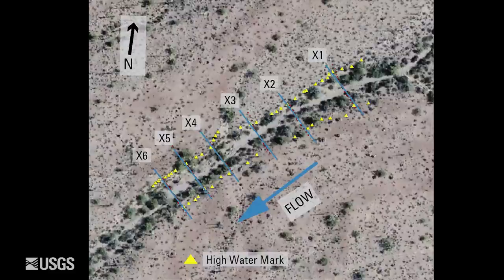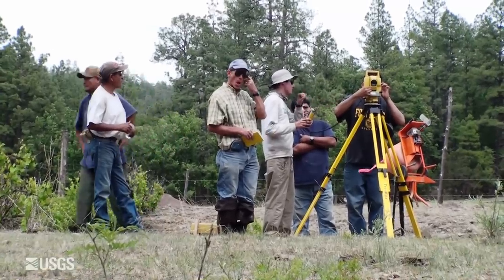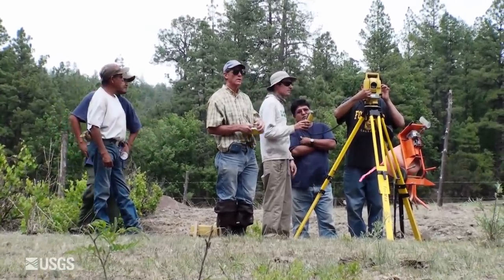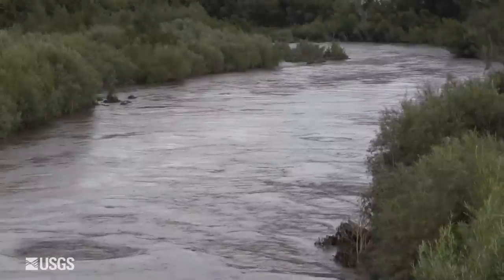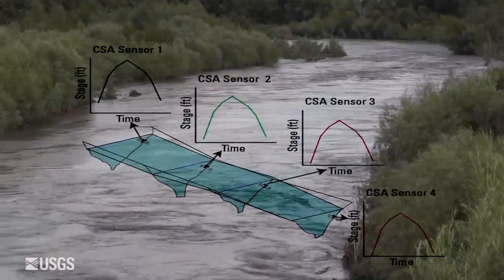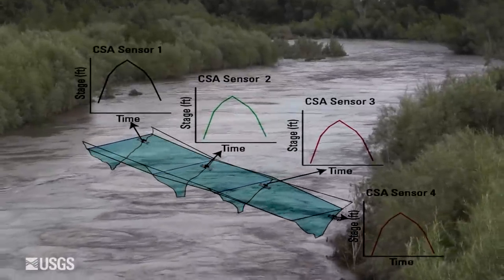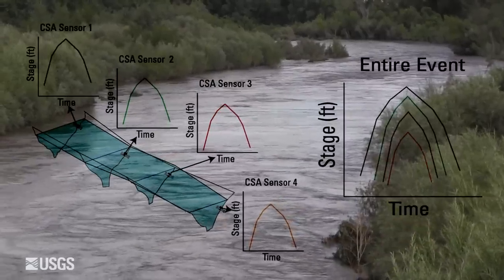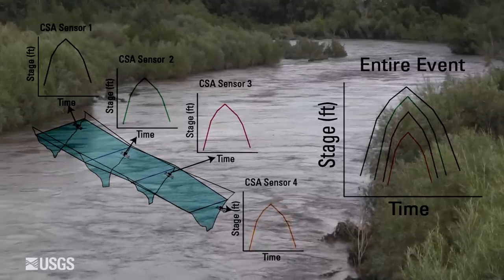When CSA sensors are installed, each cross section is surveyed so that the dimensions of the channel at each sensor are known. These CSAs were installed as redundant sensors in sites that already have low flow gauging stations. The CSAs piggyback off existing tribal stream gauges, providing high flow data.